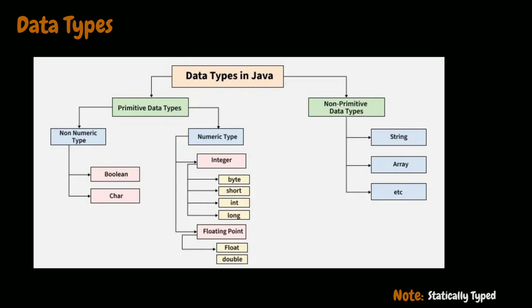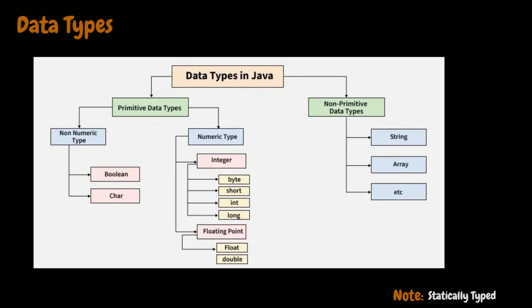The data types in Java are further classified into two different types, which is the primitive and non-primitive, also called the reference type of data. Under primitive, we have non-numeric and numeric type. In non-numeric, we have Boolean and character. Boolean, as you know, is true or false. And in numeric type, we have further classification into integer and floating point.